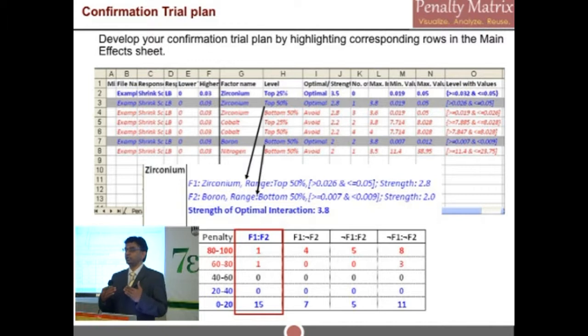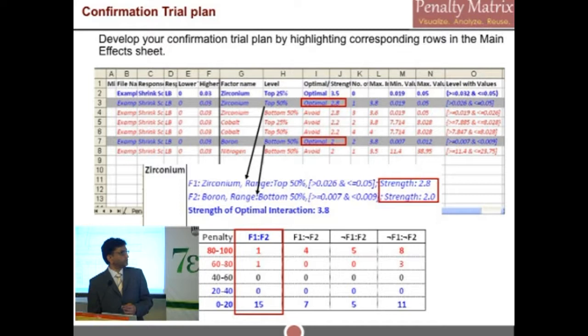So this is how you are picking up different levels for the confirmation trial with evidence. And that becomes part of your report to management. Therefore, you are making several changes at the same time by taking into account all the interactions as well as the main effect, the optimal interactions as well as the avoid interactions. Sometimes there will be conflict. In that case, you will ignore that particular factor. And we'll see that in our second example, which is slightly more complex.